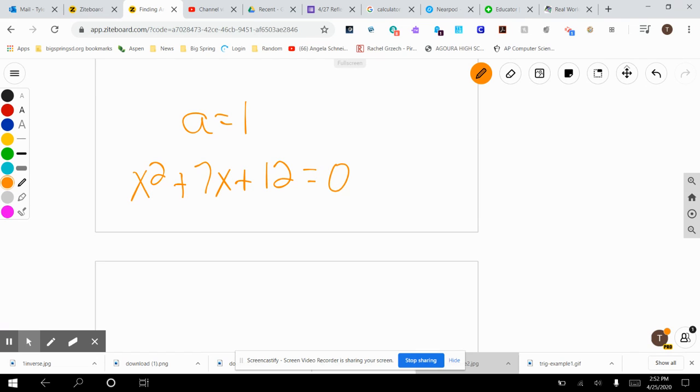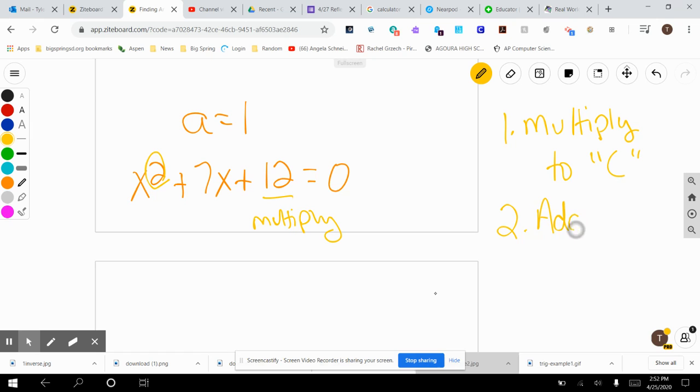Now, notice here, it's x squared, okay? That's what makes it a quadratic. That means it's degree 2. And all that basically means is your highest exponent. That means there's going to be 2 answers. So if we're trying to factor this, we need to look for 2 numbers that multiply to that number. So basically multiply to whatever our c is, and add to get b. Okay, so add to this number.